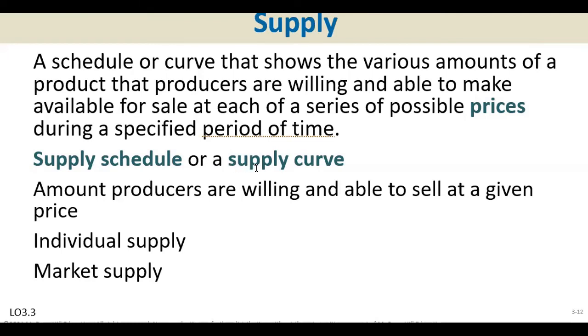similar to what we did for the demand schedule, right? And also the supply curve, right? Again, the supply schedule shows the amount producers are willing and able to sell. You might be willing to sell something, but are you able to sell it? The ability here is related to the cost, while the ability for demand is related to income. And also there is the individual supply and the market supply, as we did for the demand.